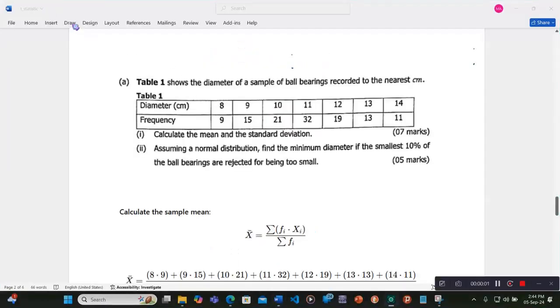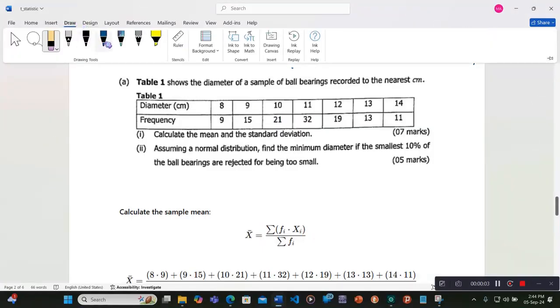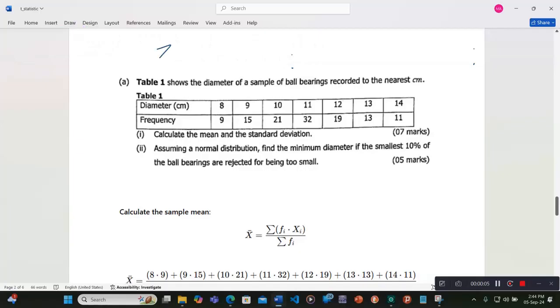Hello members, in this discussion we are going to look at an example on Z or Z score. Table 1 shows the diameter of a sample of ball bearings. You need to know this is a sample, recorded to the nearest centimeter.